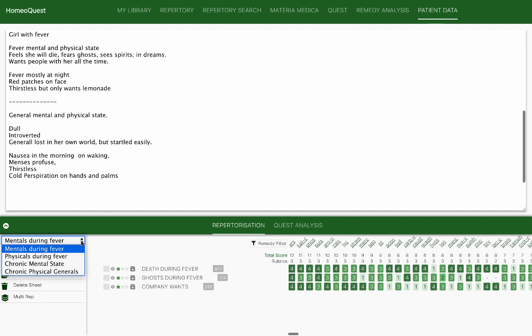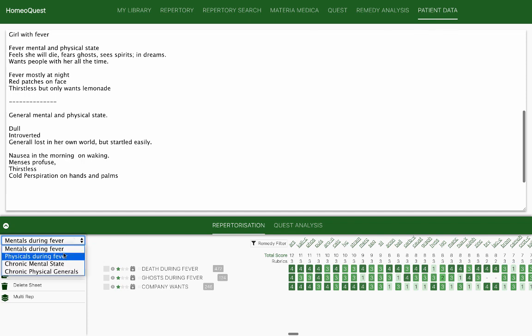So in this girl, we made 4 different totalities here. The first one was the mentals during her fever. And these were the ones we did. We have death during fever, ghost during fever, company wants during fever. So we've combined a lot of rubrics here. And this is the totality that we got during her fever, right?